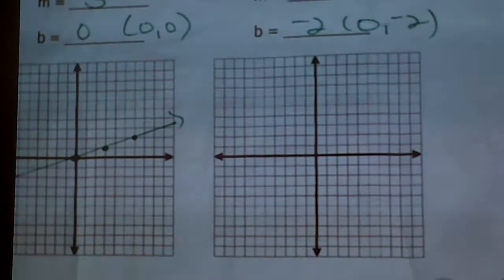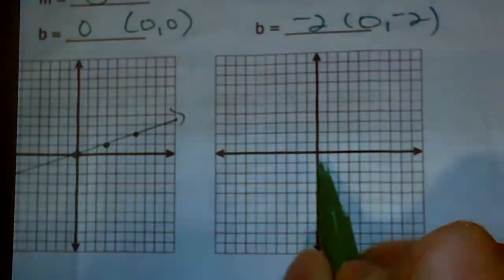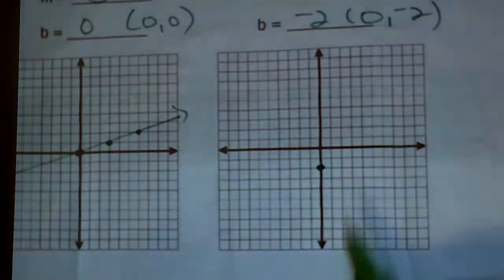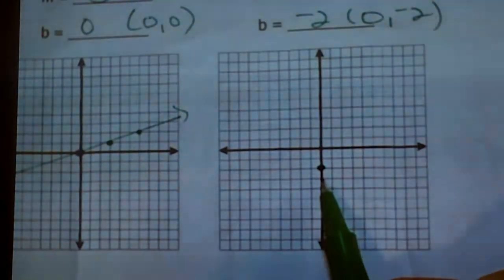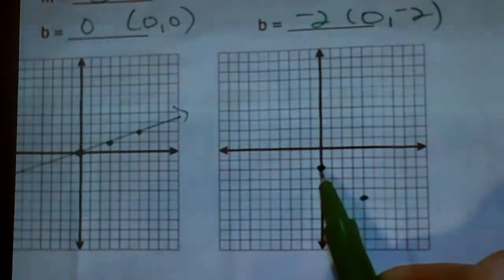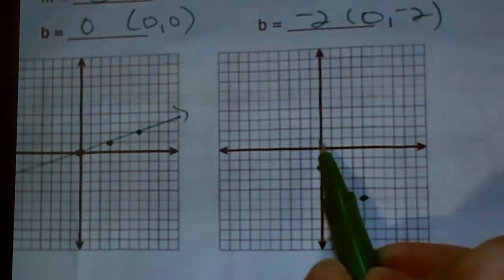Okay, so we're going to graph this. I know my y-intercept is 0, negative 2. My slope is negative 3/4. So if you chose to put the negative with the 3, then you went down 3 and right 4. If you chose to put the negative with the 4, then you went up 3, left 4.